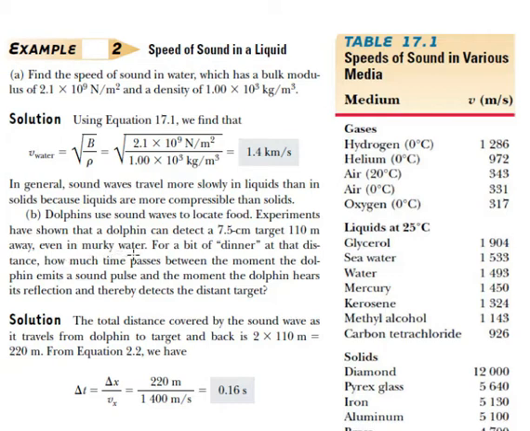even in murky water. For a bit of dinner at that distance, how much time passes between the moment the dolphin emits a sound pulse and the moment the dolphin hears its reflection and thereby detects the target? So this is the information: the dolphin can detect a 7.5 centimeter target at 110 meter.